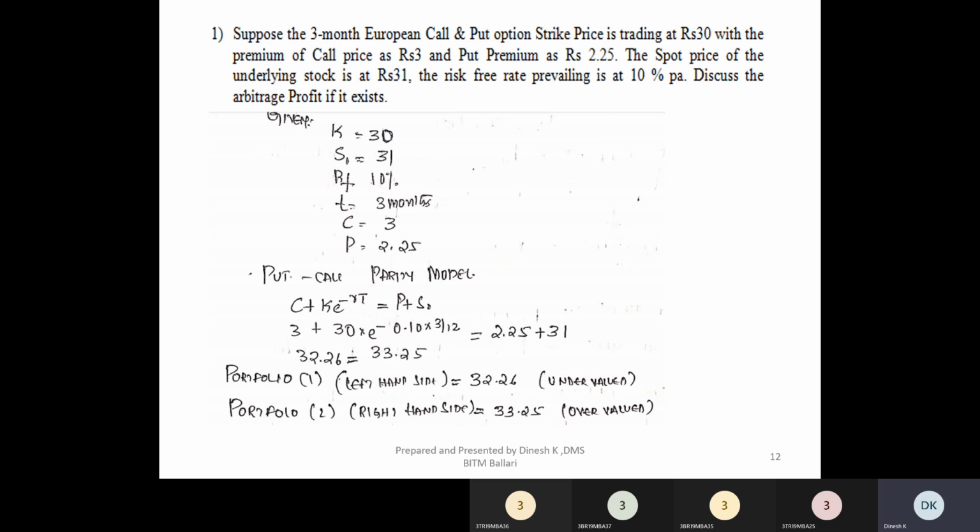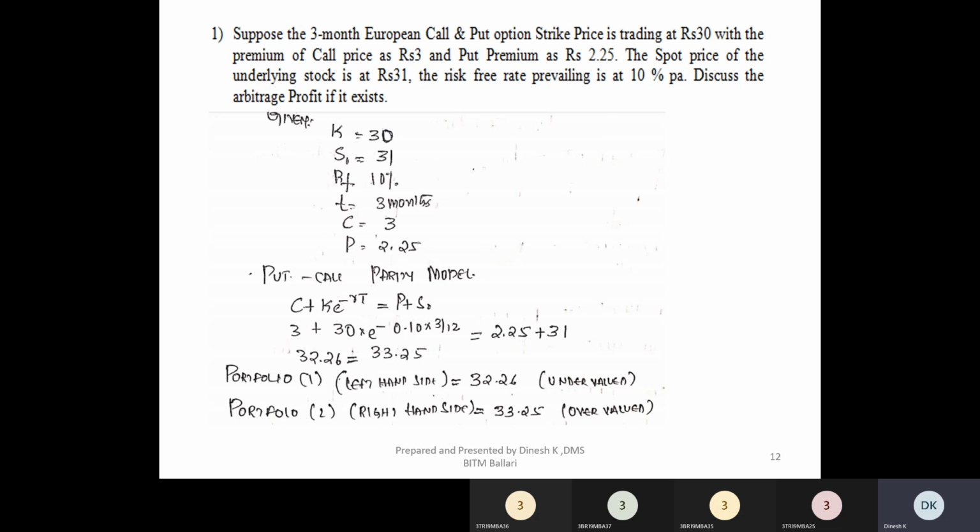As I said earlier, put call parity is useful for two things. One, it will help to know the price of the asset, right? If you know the call, if the put option is unknown, you can calculate the put option, or if you know the put option, you can calculate the call option, right? That is one advantage. Second, it is also for arbitrage profit.